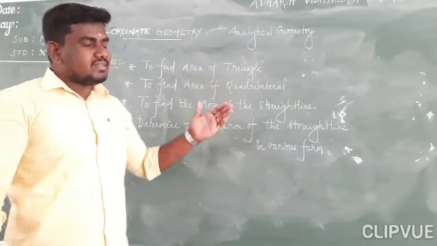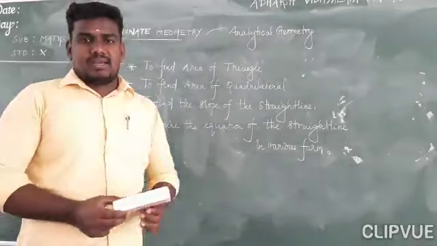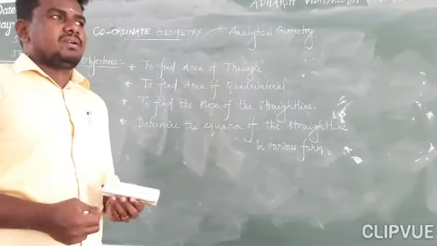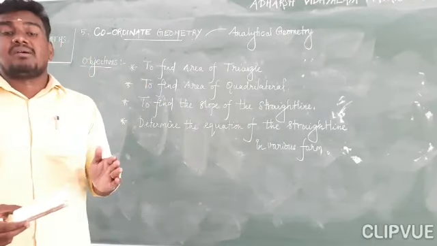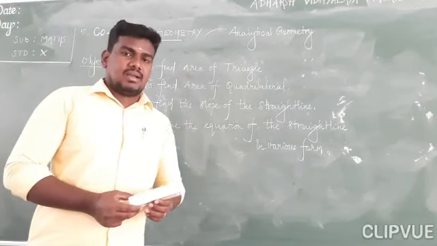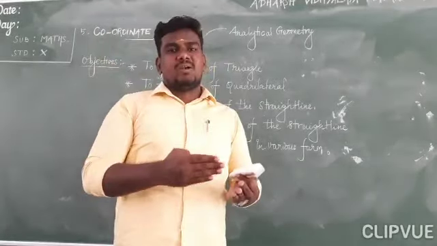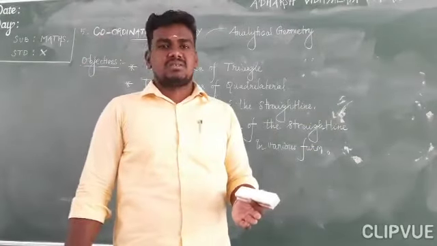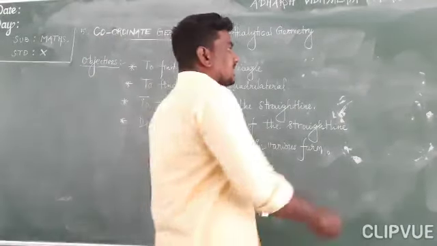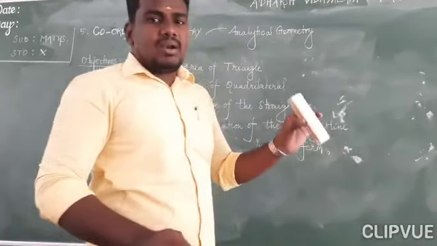Now we will see one by one. The first one is to find the area of the triangle. Area of a triangle you have learned in mensuration. You know that it is half into b into h. That is the formula for finding the area of the triangle. When the base length and the altitude, the perpendicular height, are given, we can use that formula to find the area of the triangle. But here in coordinate geometry, they give only the points.